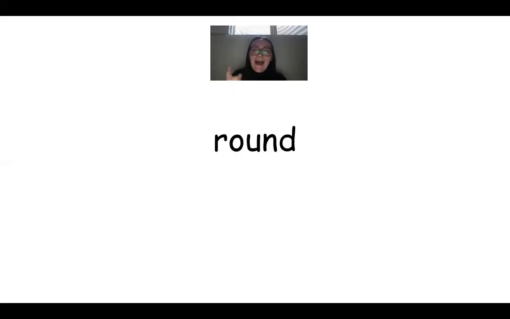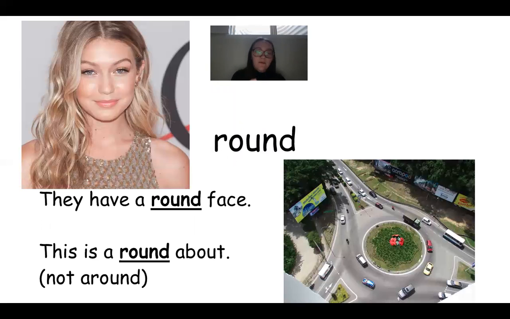So the last word is round. Again, all of these words I'm sure you have read before and you're probably like, this is really easy, but I'll show you what I mean at the very end. So I just wanted to go over the words in case you didn't know them. So round, it's what we use to talk about the shape of a circle. So you could say they have a round face. My sister has a round face. But their head is kind of like a circle almost.